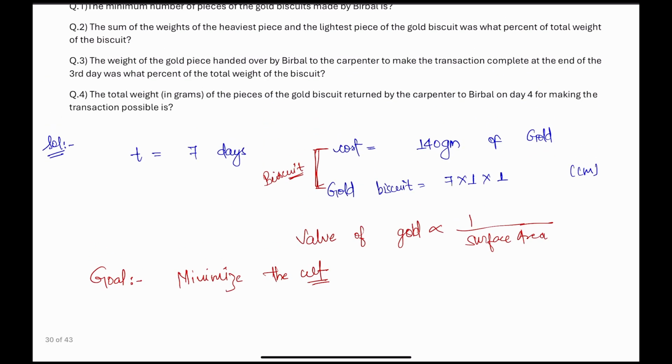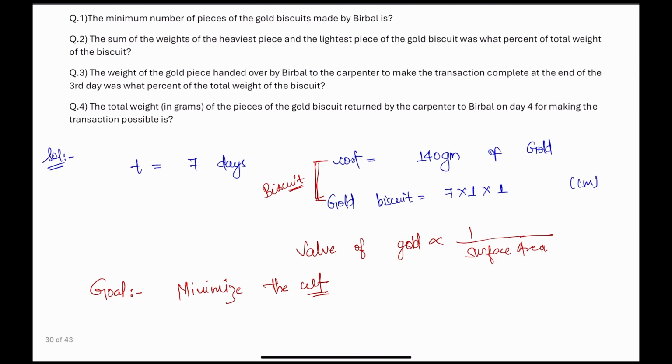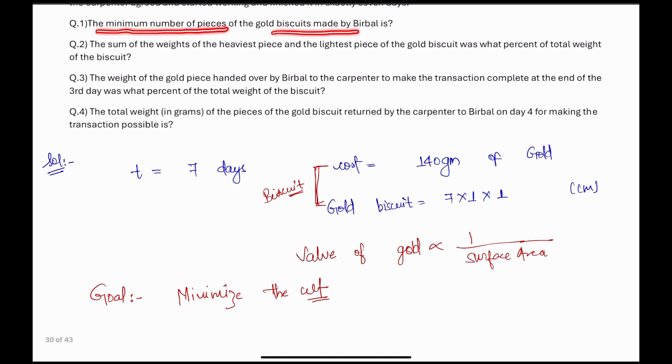Okay, great. Birbal is smart, so he utilized his wisdom and came up with a plan to resolve the above problem by cutting the biscuit in a minimum number of pieces. Finally, the carpenter agreed and started work and finished in exactly 7 days. If the work is done in 7 days, it means they haven't given advance for even a single day. Okay, let's read the questions and we will get some more idea regarding the problem.